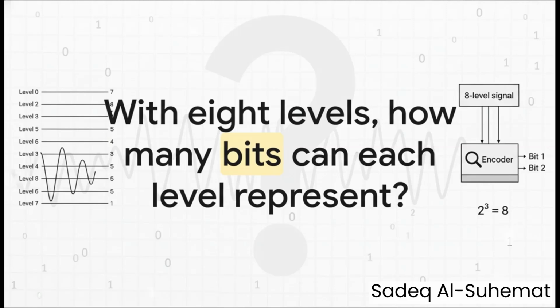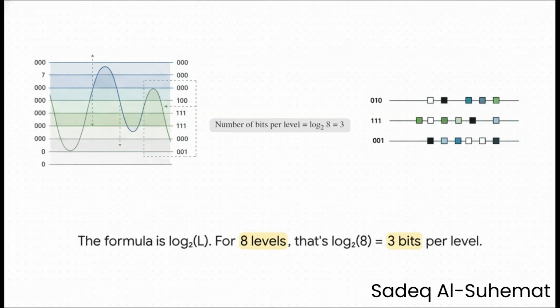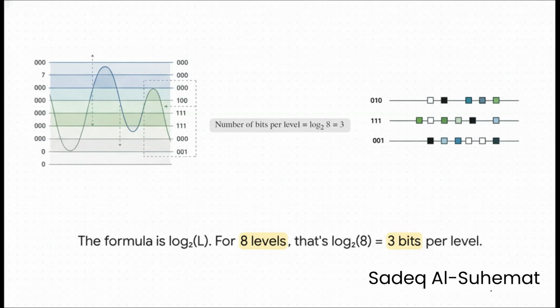So this brings up the next logical question, right? If 4 levels gets us 2 bits at a time, what happens if we get even fancier? What if we use a signal with 8 different voltage levels? Just how much more data can we cram into every single one of those signal changes? And the answer, believe it or not, comes from a pretty simple formula. The number of bits you can represent is just the log base 2 of L, where L is your number of levels. So for our 8 levels, the log base 2 of 8 is 3. That means each of our 8 voltage levels can now represent a unique combo of 3 bits.